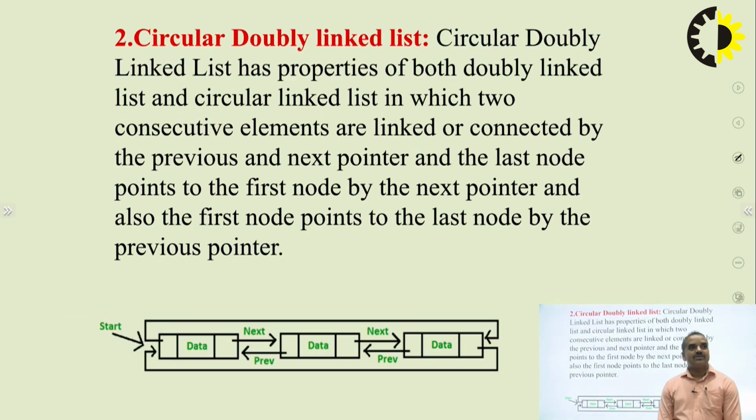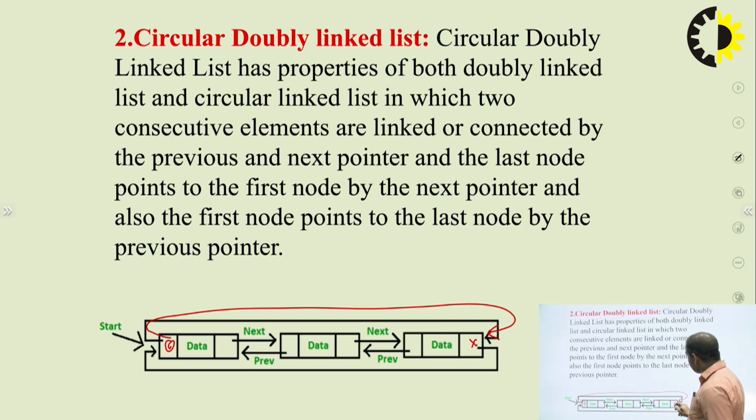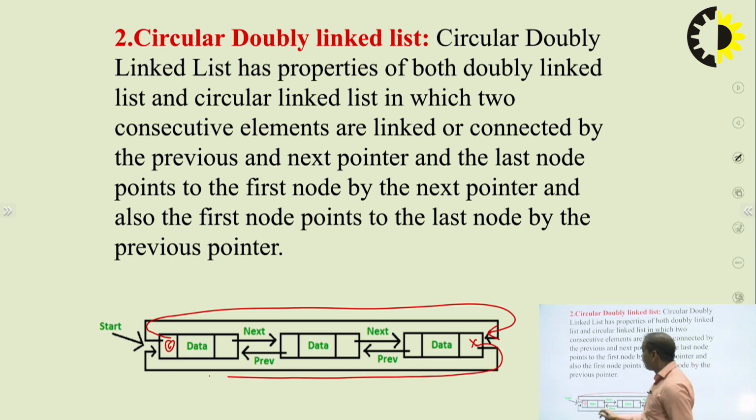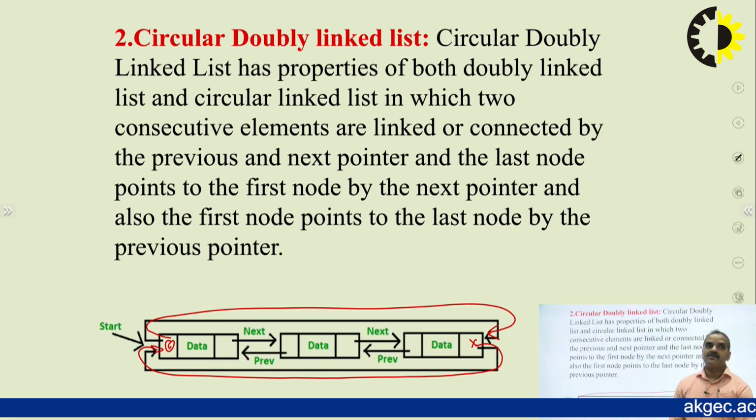The second one is the circular doubly linked list. In a circular doubly linked list, the first node, which contains null, points to the last node, and the last node points to the first node, and such a type of data structure is called a circular doubly linked list. There is a little difference between a doubly linked list and a circular doubly linked list.